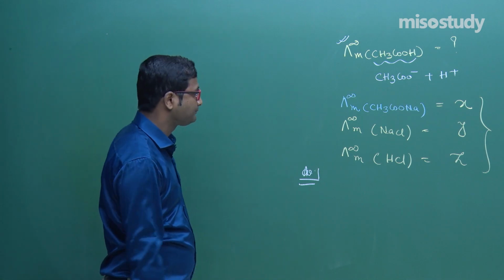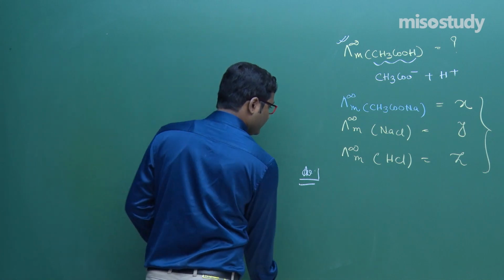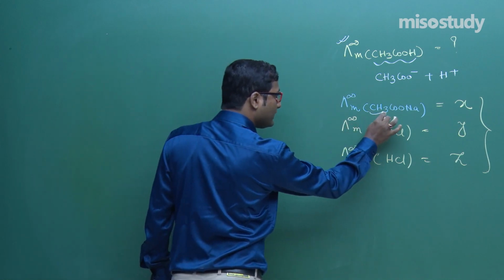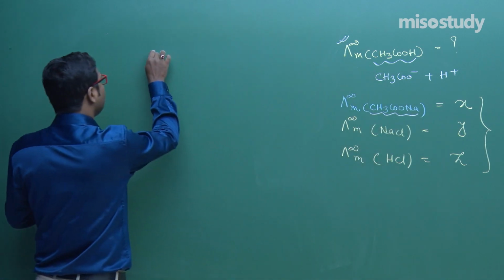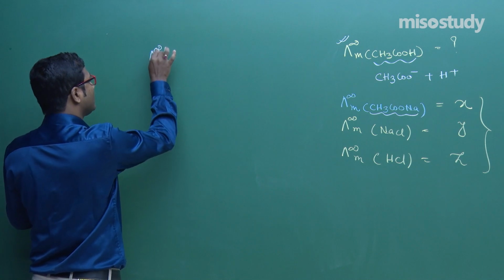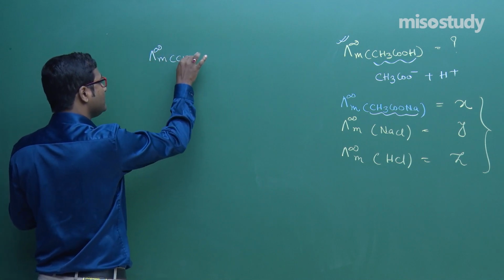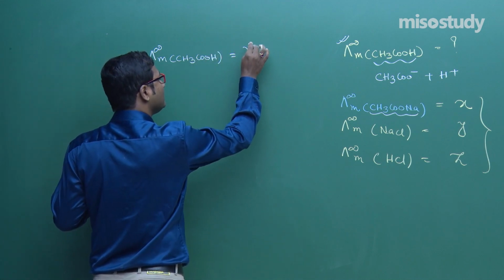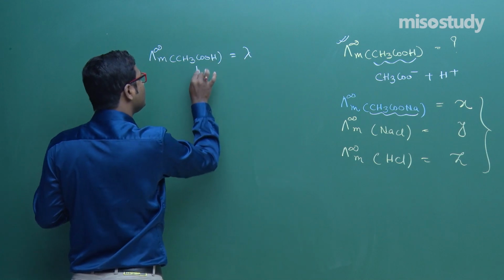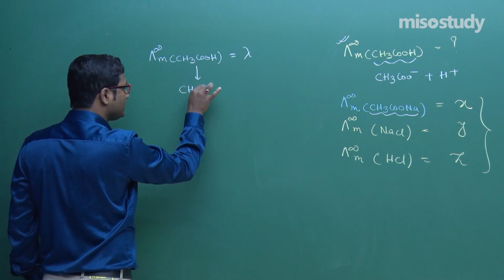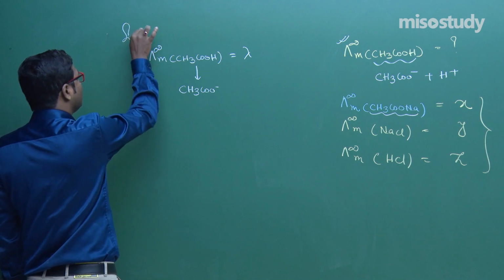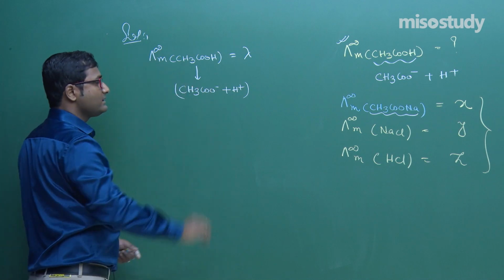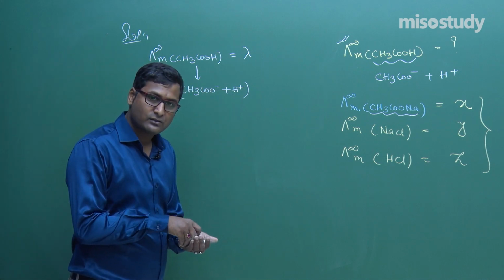Now listen carefully. As we know, wait, I need some space. So listen, this is the molar conductivity, and if anyone asks you the molar conductivity of CH3COOH, this is the case, my friend, it can be represented like this. That is, this will break like this, my friend, CH3COO- and H+. Yes, sir. It will dissociate like this.